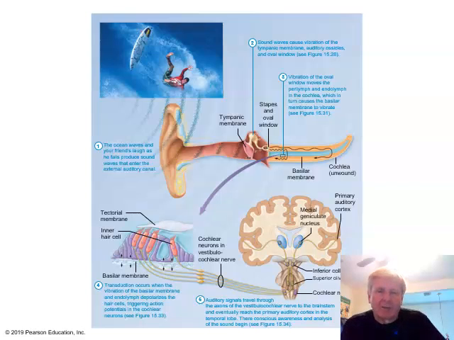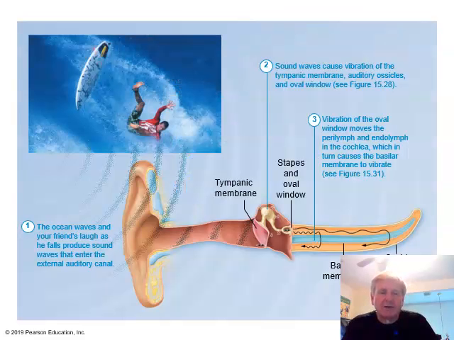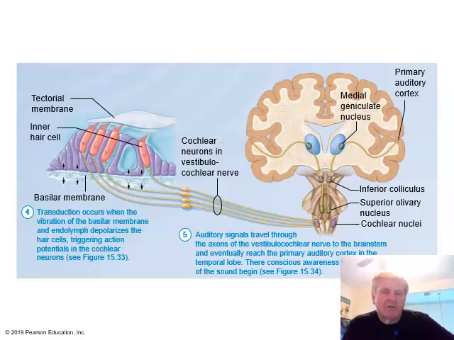So this is just another map showing you how the sound is eventually reached. First, the ocean waves and your friend's laugh as he falls produce sound waves that enter the external auditory canal, as you see from the image. The sound waves then cause vibration of the tympanic membrane, auditory ossicles, and the oval window. Vibrations of the window then move the perilymph and the endolymph in the cochlea, which in turn causes the basilar membrane to vibrate.